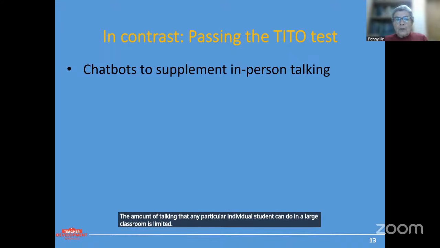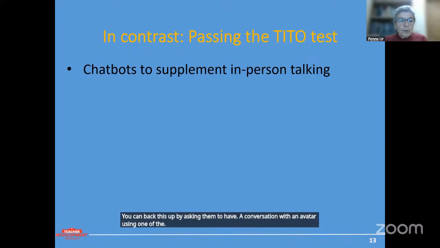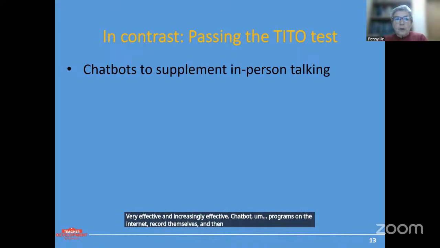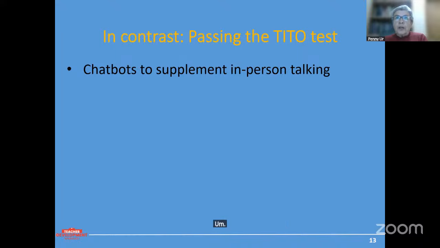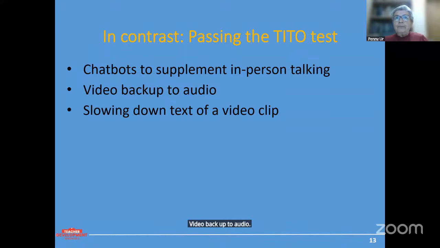You can back this up by asking them to have a conversation with an avatar using one of the very effective and increasingly effective chatbot programs on the internet, record themselves, and then send it to you. And it supplements in-person talking. Video backup to audio for listening comprehension.